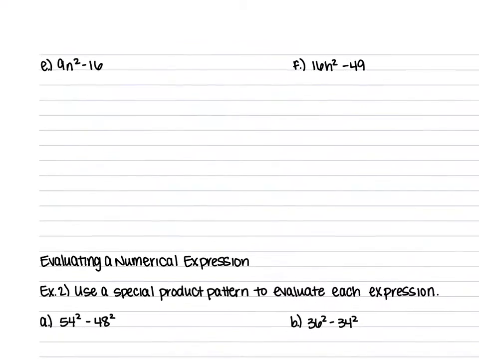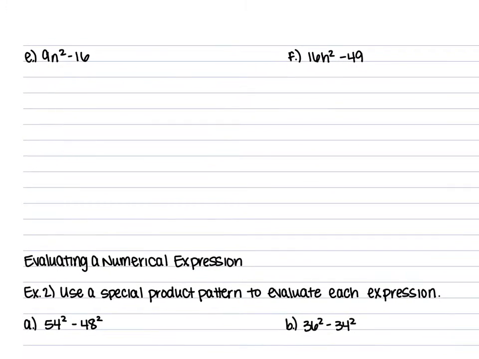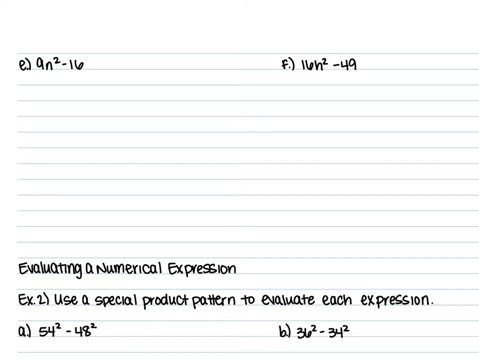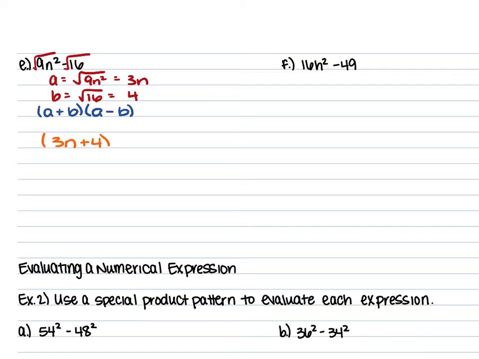If we look at example E, we're given 9n squared minus 16. So we're going to take the square root of that 9n squared to get our a, which is 3n. Take the square root of the 16, which is our b, so that's 4. And use the difference of squares formula, so a plus b times a minus b. So this leaves us with 3n plus 4 times 3n minus 4.